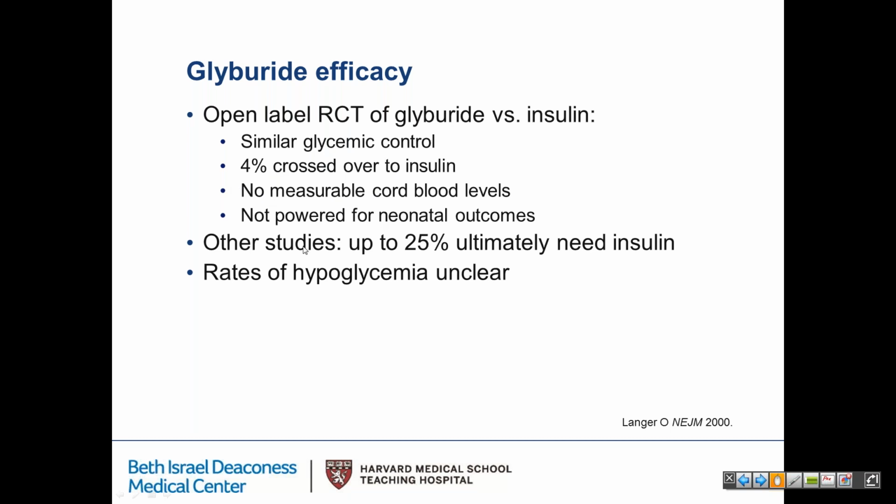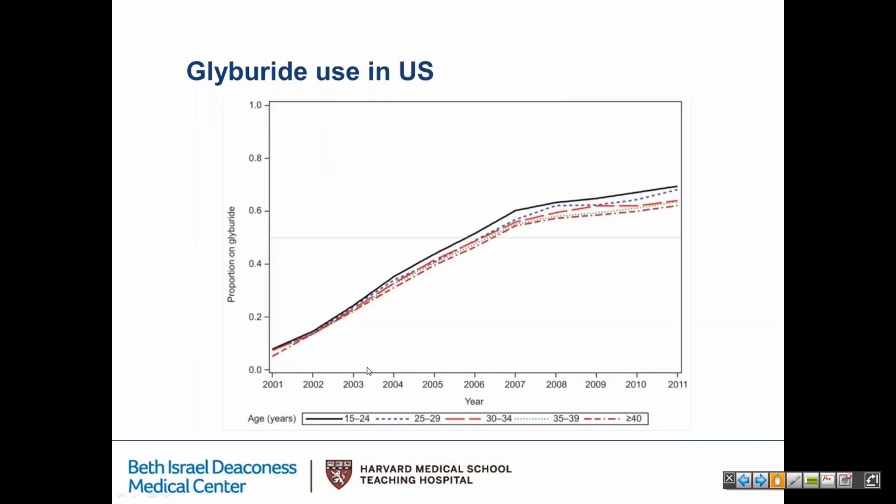Other studies have never been able to replicate these results. Specifically, other studies have found that a much higher proportion of patients need insulin. Many more patients complain of hypoglycemia. There are measurable cord blood levels. So I think the rates of maternal hypoglycemia are unclear. That's what that means. But I think the upshot is that Glyburide's not such an easy drug to use.